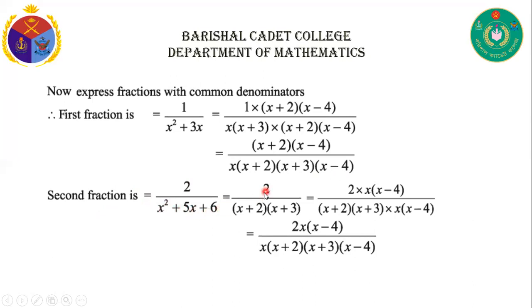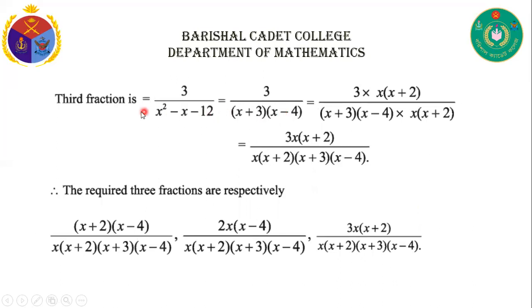And you can write 2 divided by x plus 2 into x plus 3. And our multiplying quotient is x into x minus 4 in both numerator and denominator. So we multiply, that is 2 into x minus 4 divided by x plus 2 into x plus 3 into x into x minus 4. So then we get the fraction 2x into x minus 4 divided by x into x plus 2 into x plus 3 into x minus 4.